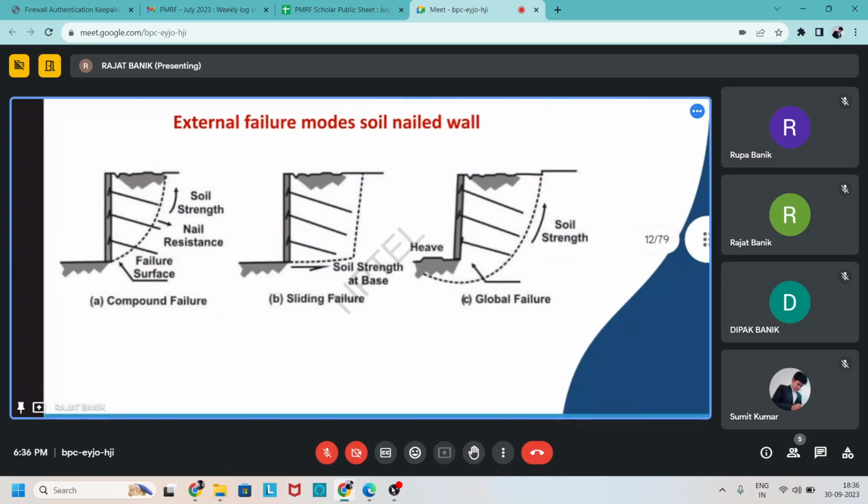Then, global failure. Global failure is similar to the base failure. That means our whole arrangement fails due to the less strength at the base of the slope. So this type of failure happens.